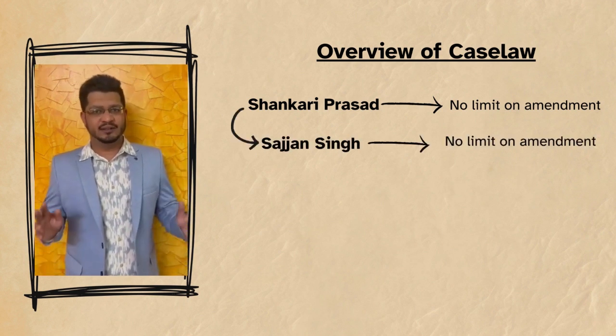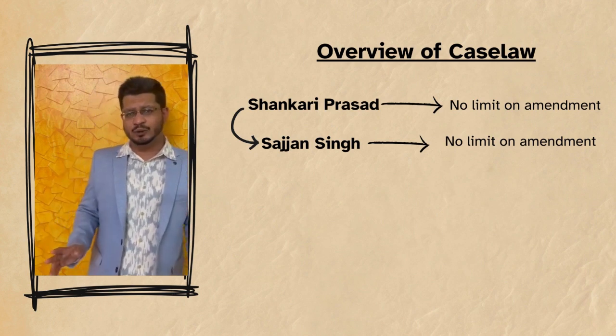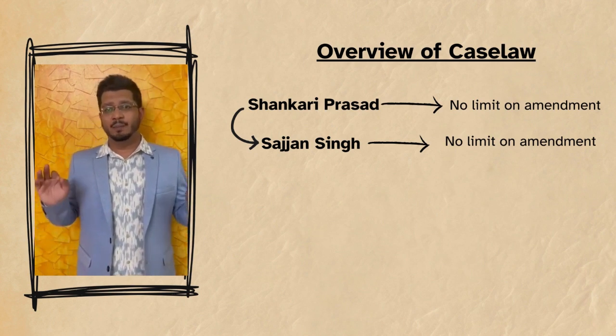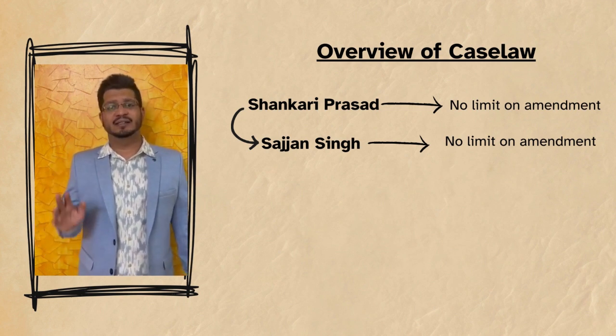The next case which we shall be looking at is the case of Sajjan Singh and the state of Rajasthan. In this case too, it was held that there is no limit whatsoever on the amending power of the Parliament to amend the Constitution under Article 368.